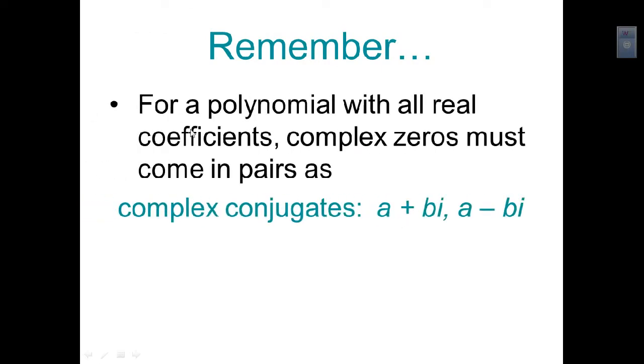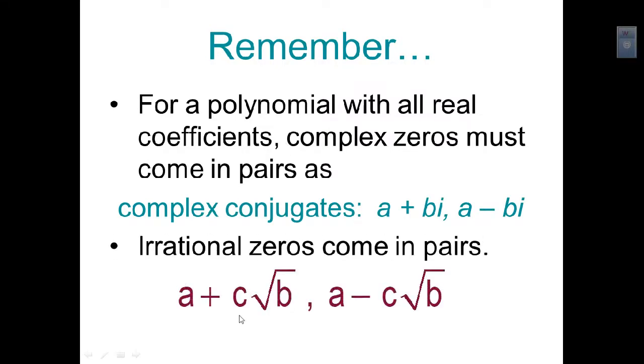All right, so remember, for a polynomial with all real coefficients, complex zeros must come in pairs as complex conjugates, a plus bi and a minus bi. Now, it may be over a 2 or something like that. That's perfectly okay. But they have to come in conjugate pairs as long as you start off with a polynomial with all real coefficients. And irrational zeros are also going to come in pairs. So if you end up with a square root in one, you're going to end up with a square root in the other one as well. You have to have a pair of square roots. Otherwise, the square roots don't go away.